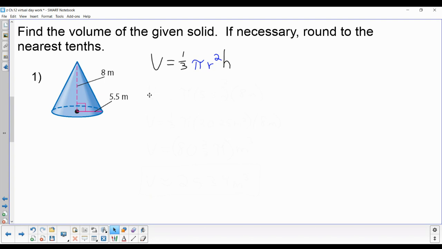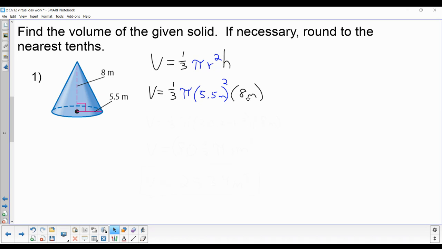The second step is to plug in. Volume, we do not know, so I'll write volume equals 1/3, is just 1/3. We're also going to do this a bit more advanced now. Instead of writing 3.14, I'm going to write pi. The radius of the circle in the cone is 5 5/10 meters. That is squared, and the height of the cone is 8 meters.